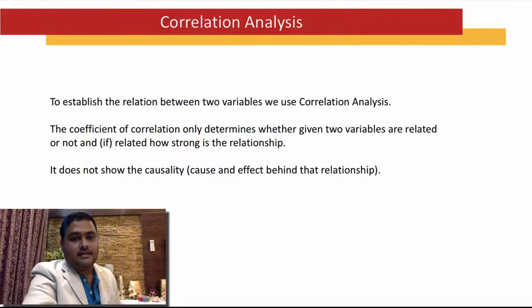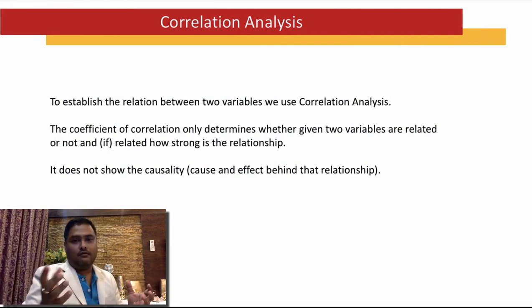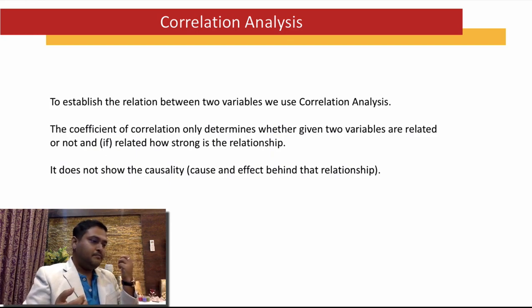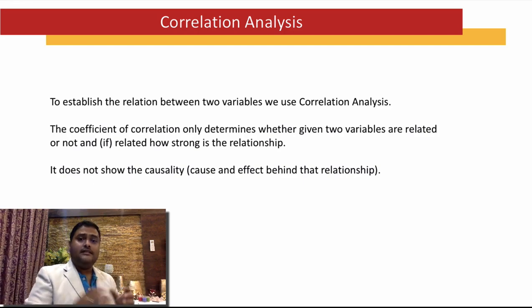To establish the relation between two variables, we use correlation analysis. The moment I say two variables, it means bivariate, x and y. Let's say greenery versus temperature, or age versus death. We are trying to understand the relationship between two variables. It is always called bivariate analysis. Now the question is, is it only two variables?